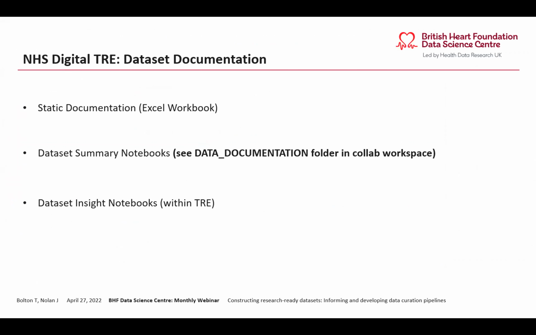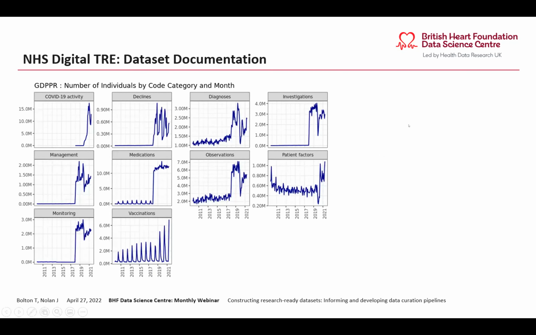Finally, following on from the summary notebooks, we plan to develop data insight notebooks, which will go a step further than the summary notebooks and provide continually updated set of exploratory data analyses that are specific to each data set. So for example, for GDPPR, we have a plot here showing patient counts by month and by SNOMED code cluster group. Here we can see the amount of historic data that we have for the different code types contained in GDPPR. And for example, we can see that for diagnostic coding, this goes back much further than our medications coding, where coverage really only starts from 2018 onwards.